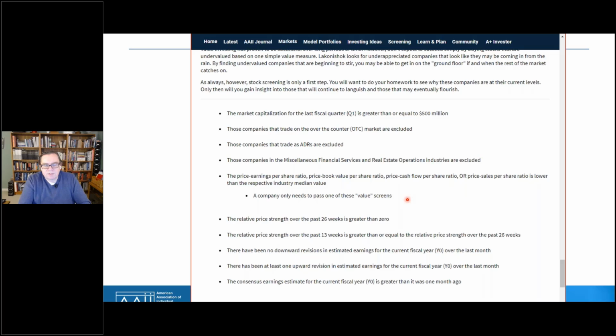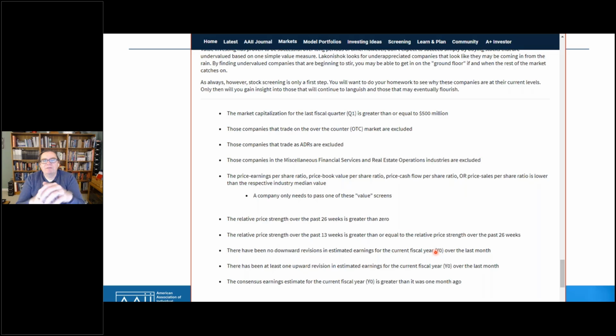Then it has some price momentum, so looking for positive price momentum for both 26 weeks and 13 weeks. Looking for companies that have had positive revisions, or at least no downward revisions, at least one upward revision for the current year, and no analysts downgrading the company.